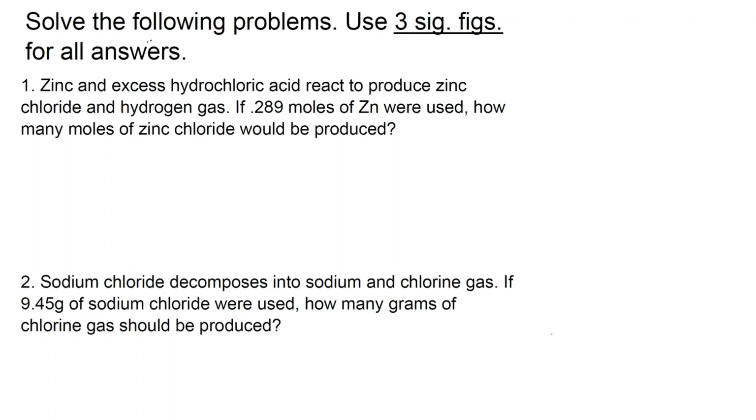In this first problem, zinc and excess hydrochloric acid react to produce zinc chloride and hydrogen gas. If 0.289 moles of zinc were used, how many moles of zinc chloride would be produced? The first thing we always do is write a balanced equation.